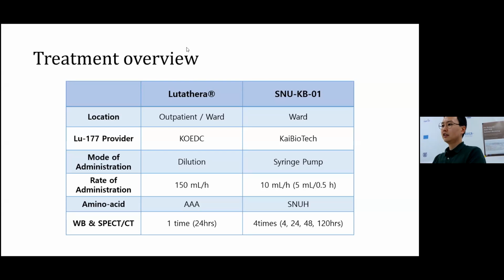Then PRRT will be one of the options for the patient. The problem is, when a patient has failed first-line octreotide therapy, there are multiple options available. One option is to give everolimus, or CAPTEM, and the other is PRRT. So the issue is which one is the best option?